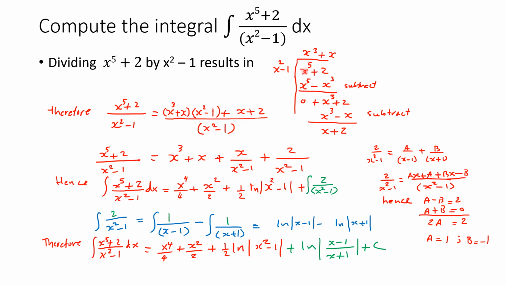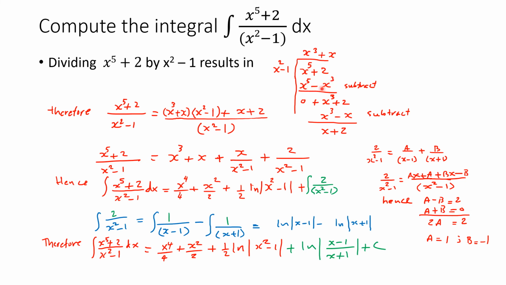Since x to the power 5 is greater in order than x to the power 2, we can divide this. So x to the power 5 divided by x to the power 2 will give us x to the power 3. Now since this is x to the power 3, we have to multiply it by the divisor and list it down. So x to the power 3 multiplied by x to the power 2 will give us x to the power 5, and then x to the power 3 multiplied by negative 1 will give us minus x cubed.